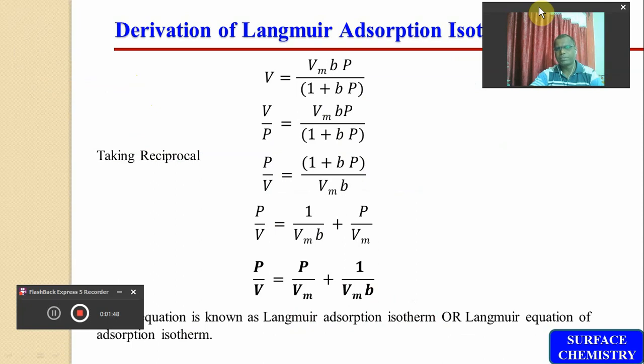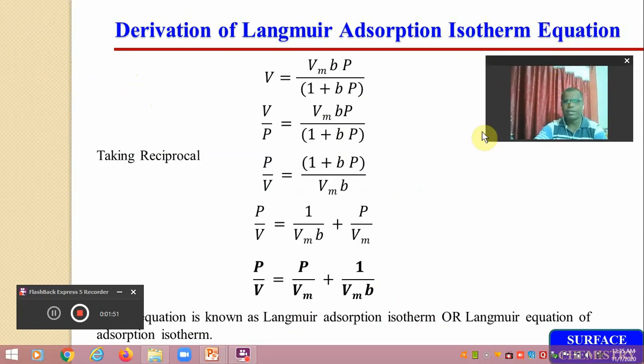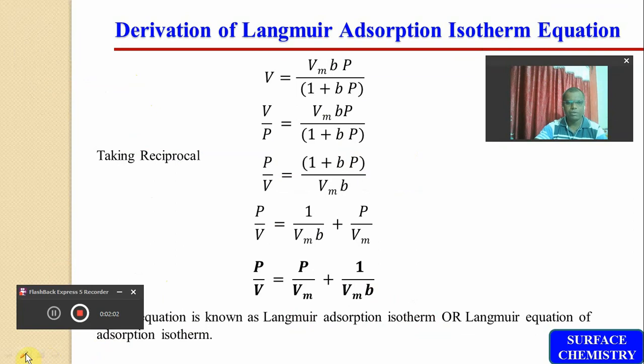Before discussing the validity of the Langmuir adsorption isotherm, I would like to clear one thing based upon the previous part of the video. If you remember, we derived the equation for the Langmuir adsorption isotherm, and one of the terms in the derivation was: the volume of the gas is equal to the maximum volume required for the formation of a single layer on the surface of the adsorbent, Vm, into B into P divided by 1 plus BP.